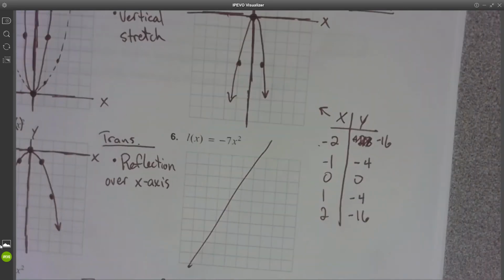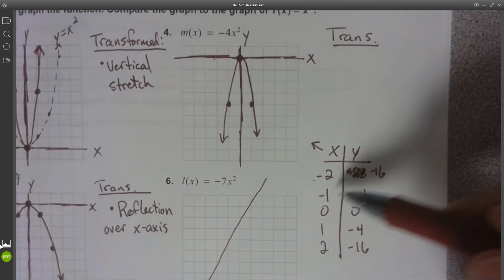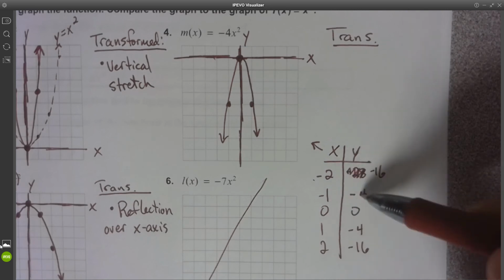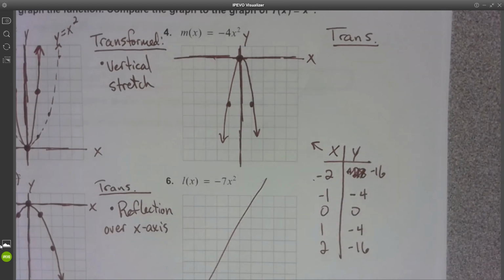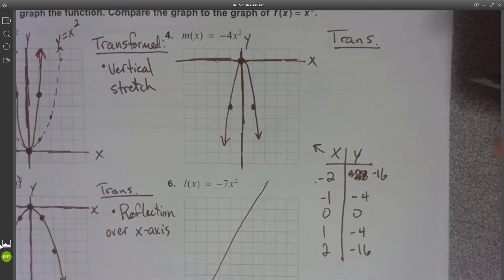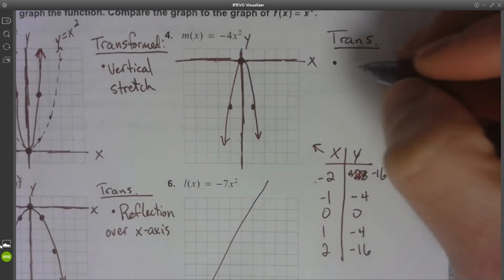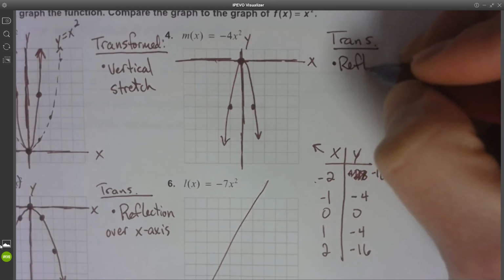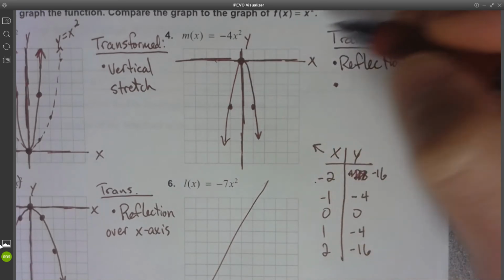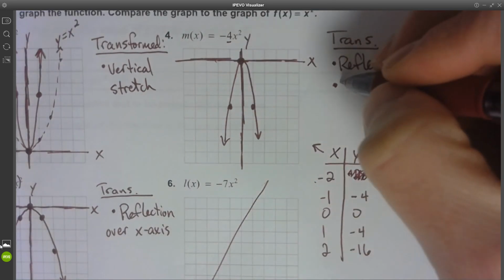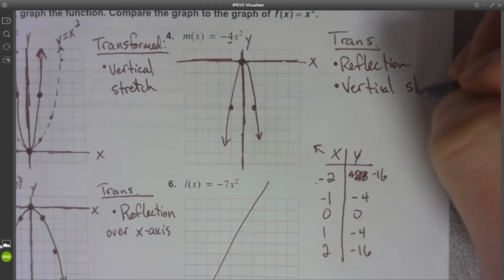For number 4, here was my x and y table. I ended up with 2, negative 16, negative 1, negative 4, 0, 0, 1, negative 4, and 2, negative 16. What transformations do I see? Again, it's pointing downwards, so this is another reflection. And this has a number larger than 1, and it's a skinny graph, so it's a vertical stretch.